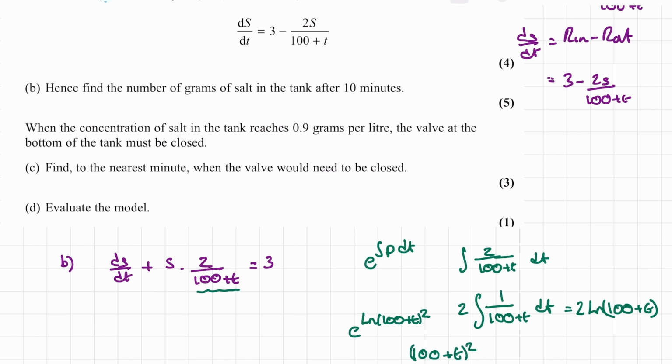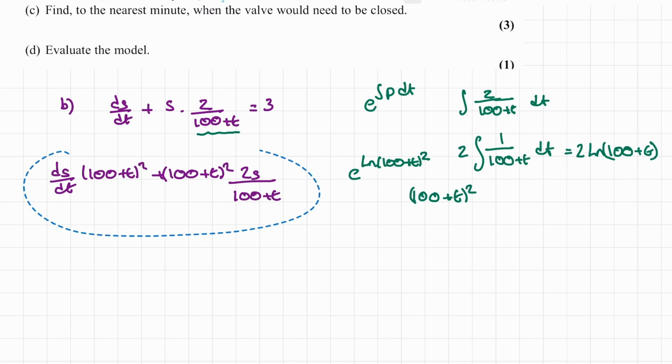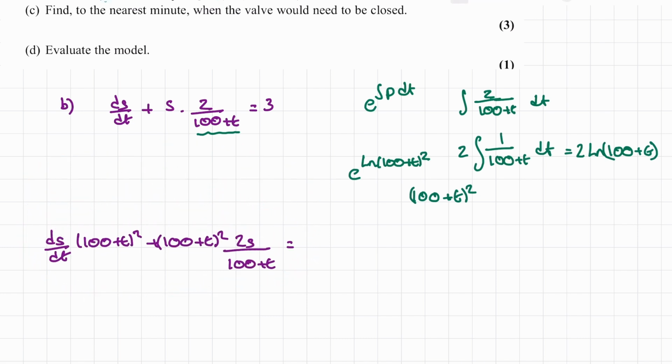And then we need to multiply every term in this equation by this. So we get dS by dt, lots of (100 plus t) squared, plus (100 plus t) squared times 2S over 100 plus t. We'll just move this down, and this will equal 3 lots of (100 plus t) squared.